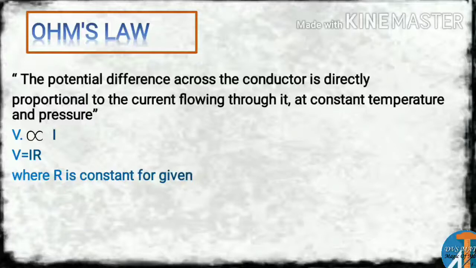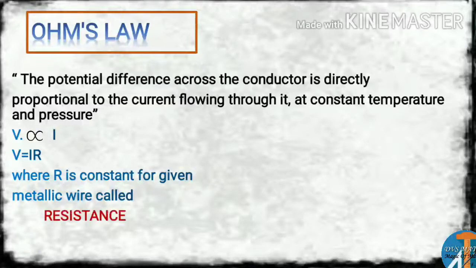R is constant for a given metallic wire. What we got, 0.2, 0.2, 0.2, in the previous slide, is the same thing: that 0.2 is the constant. That constant we are calling R, where R is the constant for a given metallic wire, called resistance. Here we are calling R resistance.